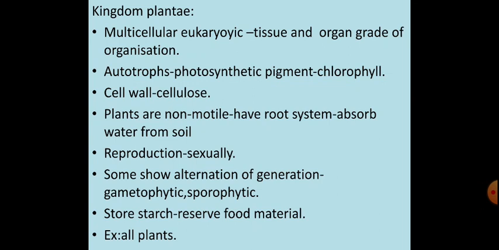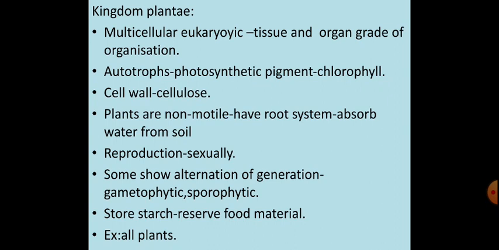Everybody knows about some of the features of the plant. So here we'll be studying some of the characteristic features. Plants are multicellular eukaryotes, with tissue and organ grade of organization. Plants consist of tissues, and tissues develop into different organs like parenchyma, collenchyma, sclerenchyma, xylem, phloem. These are some of the parts of plants which we'll be studying in the coming chapters.